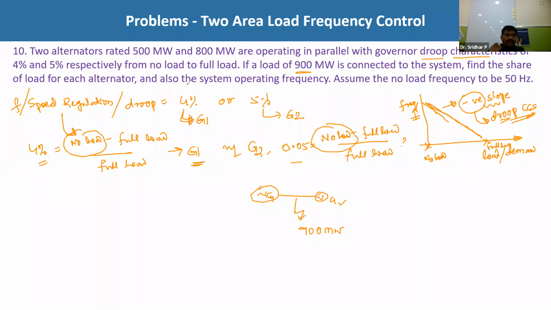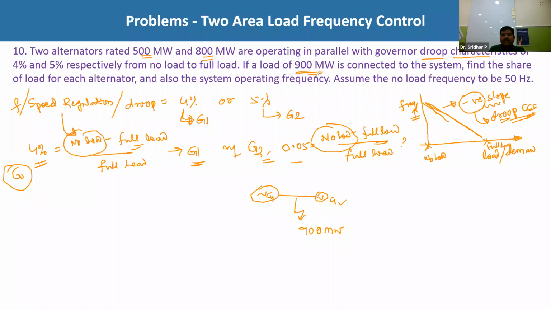5%. So this 4% is nothing but 0.04. That is, from no load to full load, the change in the speed or change in the frequency is 4%, and likewise 5% for the other. Now it is very clear. For generator 1, full load is 500 megawatts. For generator 2, full load is 800 megawatts. These are the full load capacities of alternator 1 and alternator 2. That is it.